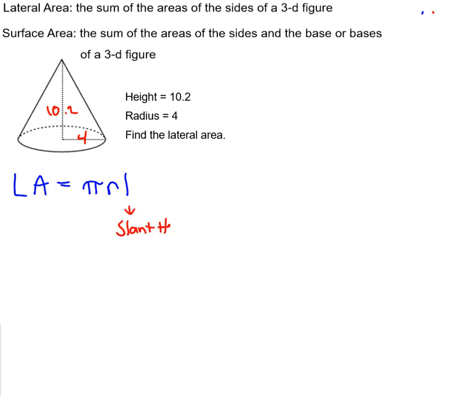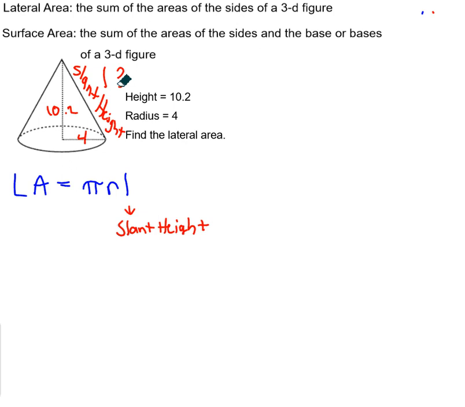So I'll be very careful to show you the difference between height and slant height. In our given information, our height is 10.2. I sometimes call that the true height. Our slant height is going to be this dimension over here. That is our slant height. And in this problem, that's what the L stands for. And we don't know that piece of information.